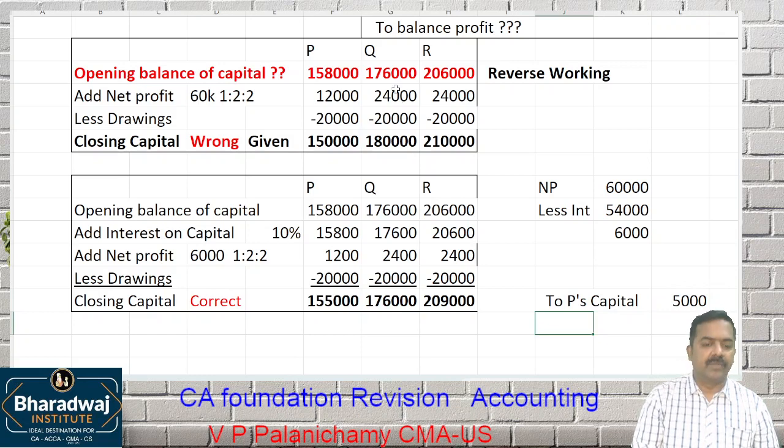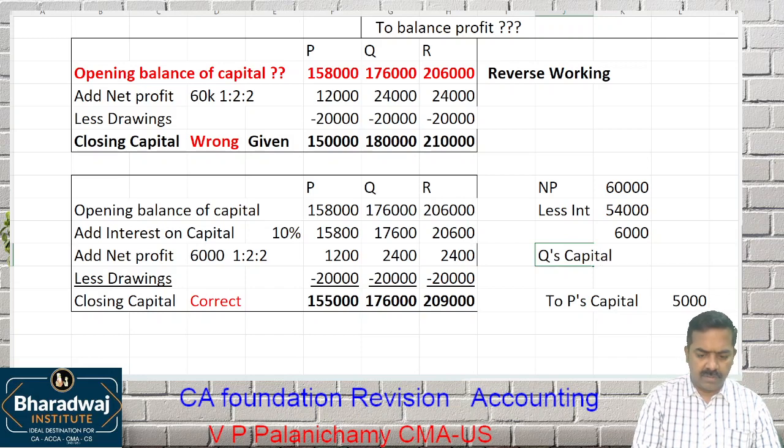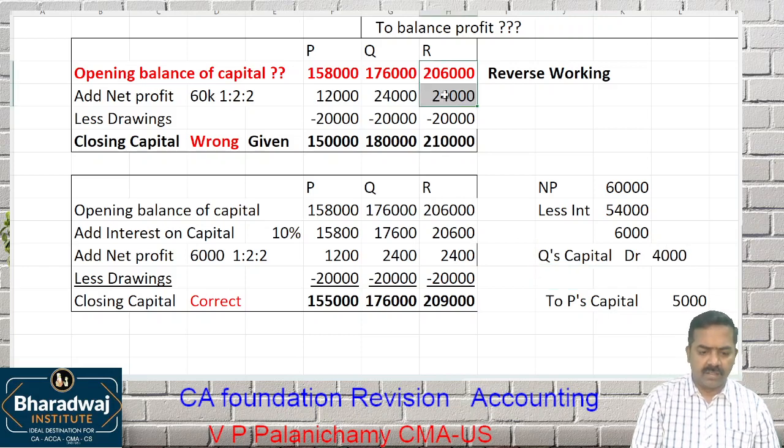Look at Q. How much is there? 1,80,000. But how much should be there? 1,74,000. We have to reduce it. So debit the capital. Which capital? Q's capital account debit. How much you have to debit? 4,000. Look at R.